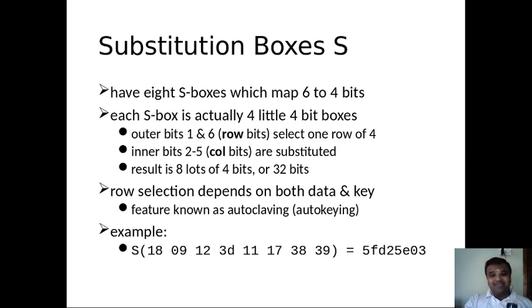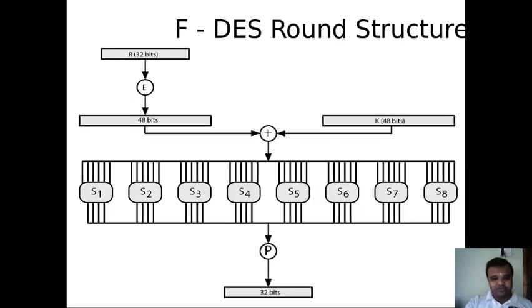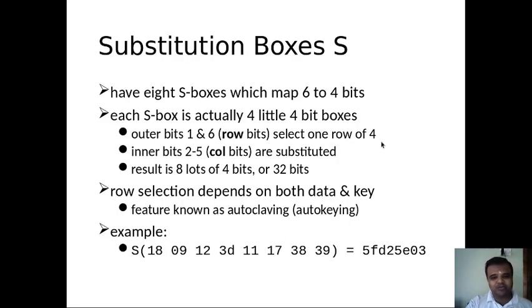Now what happens in each of these substitution boxes? These S boxes are what we're going to discuss next. You have 8 substitution boxes which map 6 bits into 4 bits. The 6 bits of data are first divided into 2 sections. You take the first bit and the 6th bit as a combination, and the middle 4 bits.